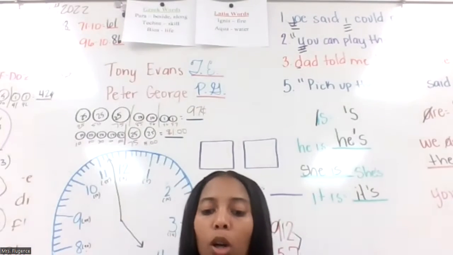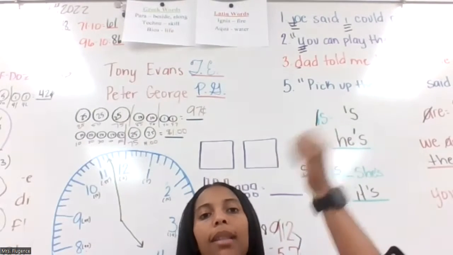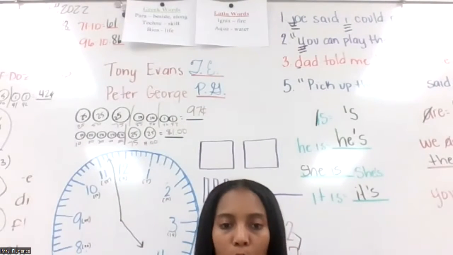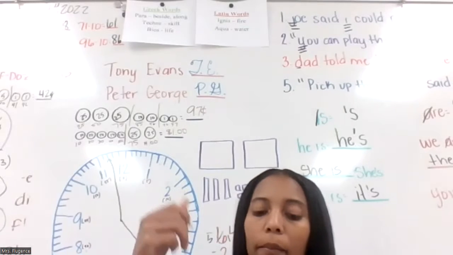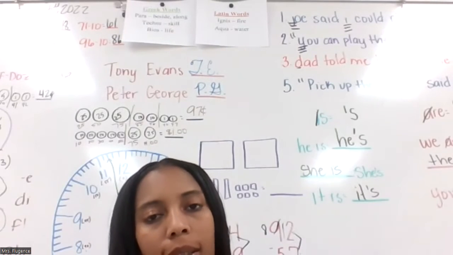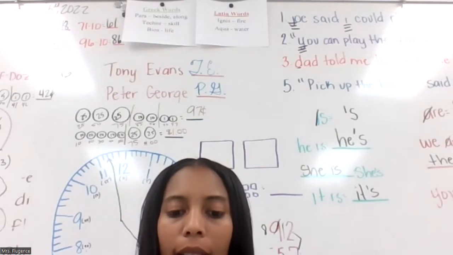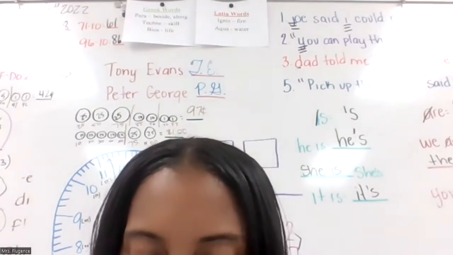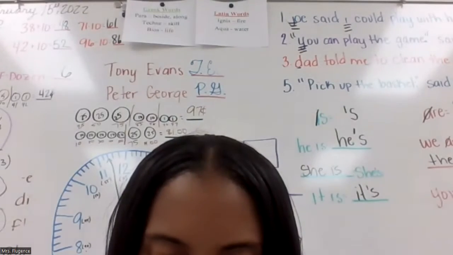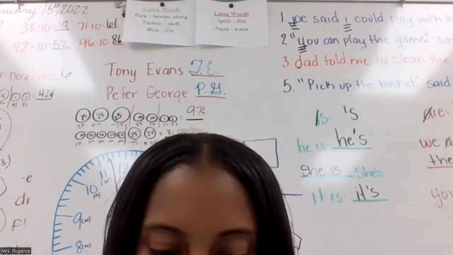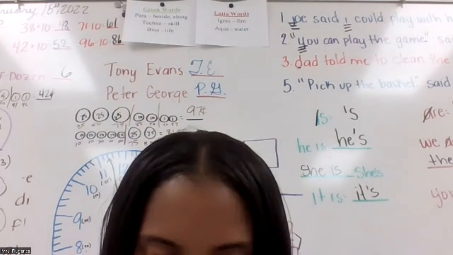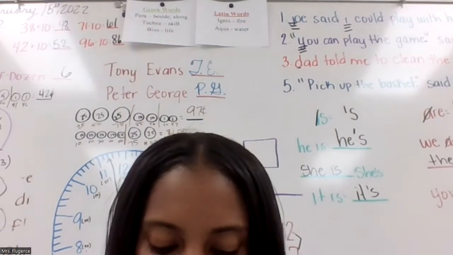A lariat, which is a rope. Remember I said that? That's how they would round up the cows, to lasso those cows in. And then a saddle, of course. A saddle is what they put on the back of the horse so that they could ride the horse. And if you look at the picture of the two men, you can see all of that. They have the hat, the chaps, the boots, the saddle that they're sitting on, all of that.